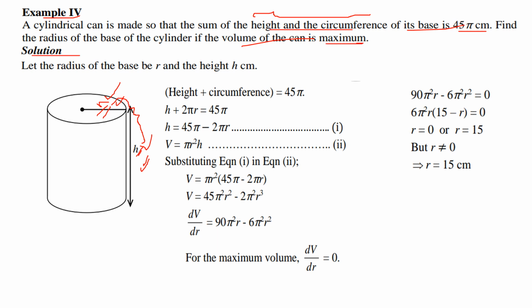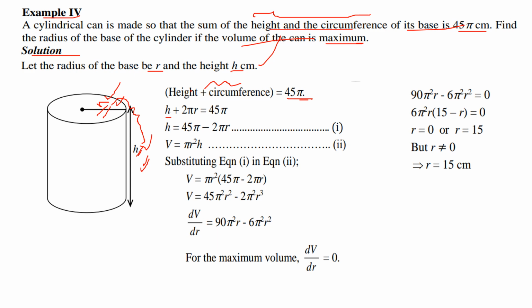So you're going to start with our solution, and you're going to let the radius of the base be small r and the height be small h, all of which are measured in centimeters. Now we recall the condition that was given in that sentence because it's the one which is to enable us to convert one variable in terms of the other. We cannot have two variables in the same formula. So they told us that the summation of height and circumference is equal to 45 pi. So we substitute back our height, small h, and circumference of its base.